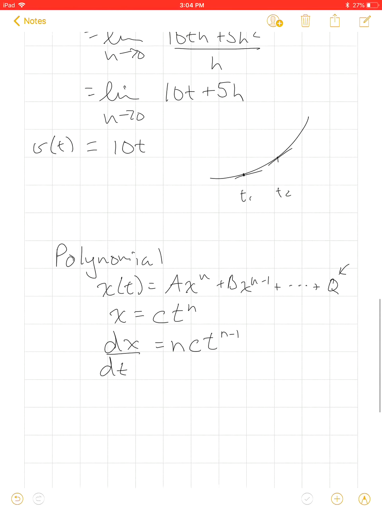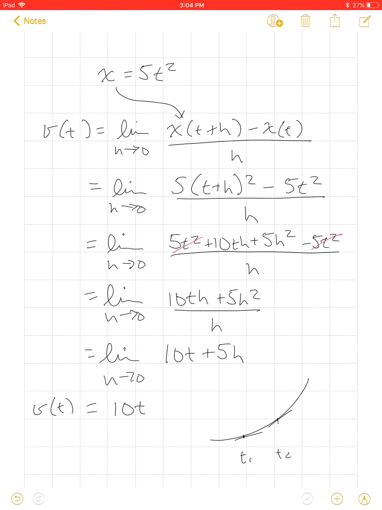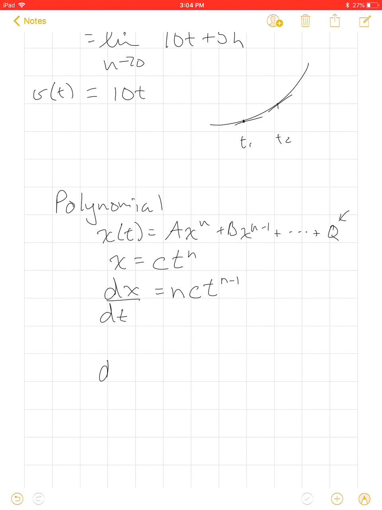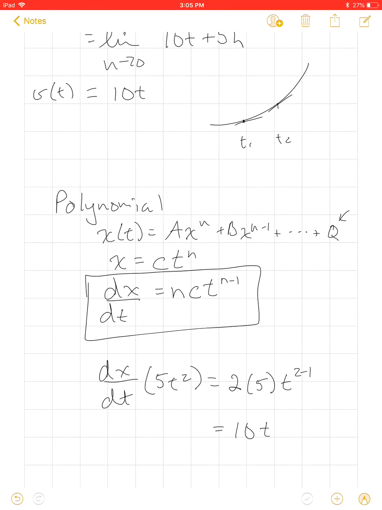Now if we go back up to our previous example, remember our equation was 5t squared, right? Let's try that. dx/dt of 5t squared, okay? So our n is going to be 2, so we're going to have a 2 in front. Our c is equal to 5, so we're just going to keep that 5 there because that's the c. And then we're going to have t to the 2 minus 1. Well, this ends up being equal to 10 times t. But that's exactly what we got using the limit. This is a lot easier to use, though, okay?